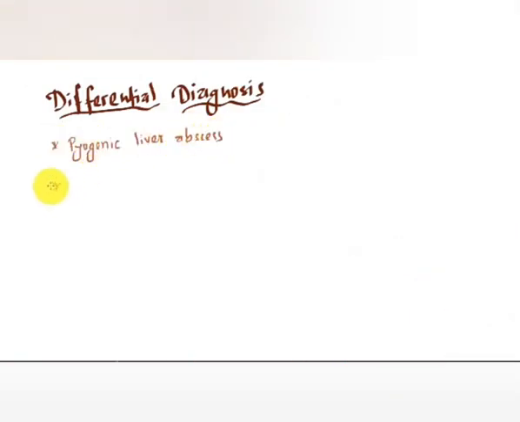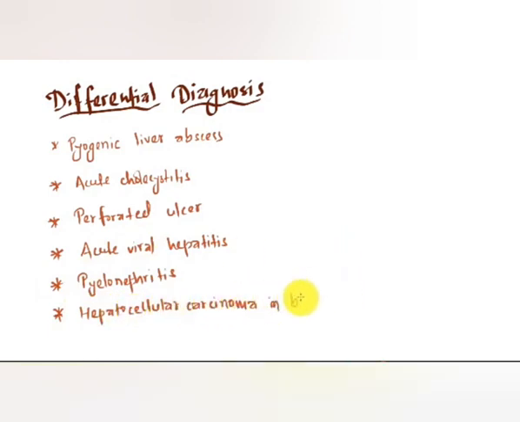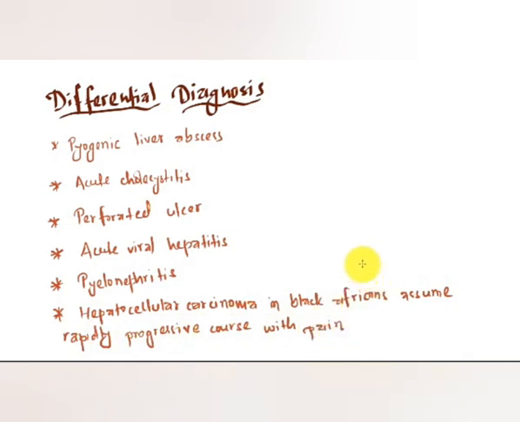Talking about differential diagnosis, we have pyogenic liver abscess, acute cholecystitis, perforated ulcer, acute viral hepatitis, pyelonephritis, and hepatocellular carcinoma, especially in black Africans, which assume a rapidly progressive course with pain and constitutional symptoms.